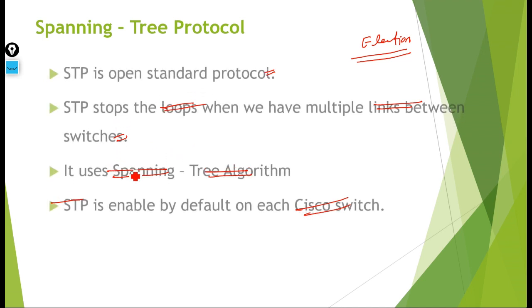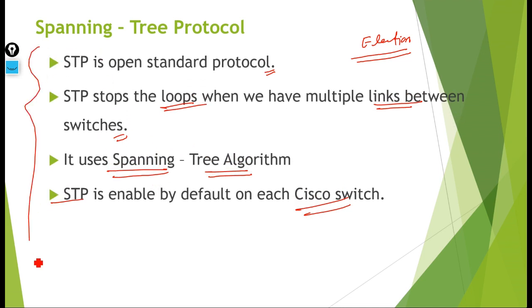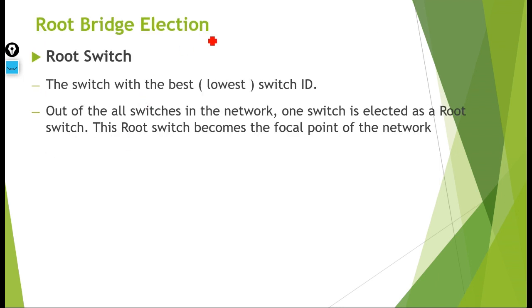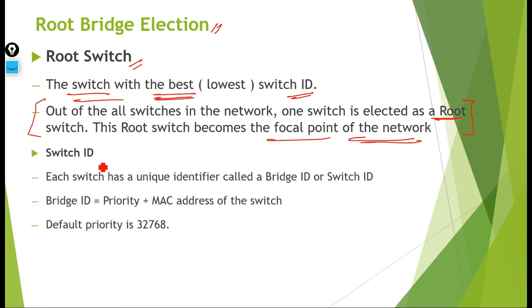So as we discussed the basics of STP, now the STP election process, in which you have the root switch. As we discussed, the switch with the lowest, or you can say the best, switch ID will become the root switch, and out of all the switches in the network, only one switch will be selected as the root switch, and the root switch will become the focal point of your network. That's very important. And switch ID or bridge ID is all about, read this, each switch has a unique identifier called bridge ID or switch ID.